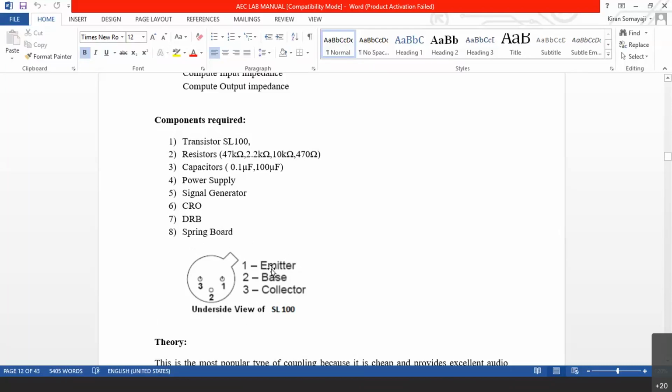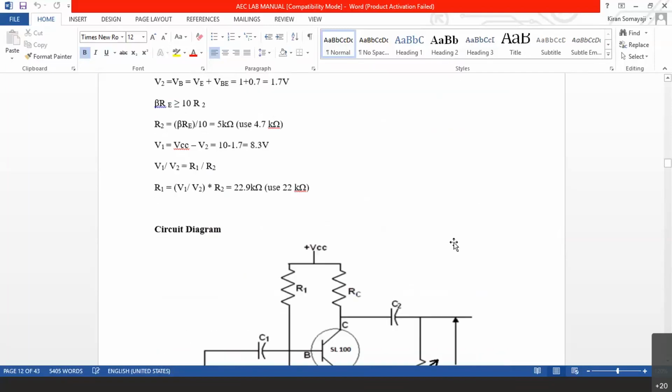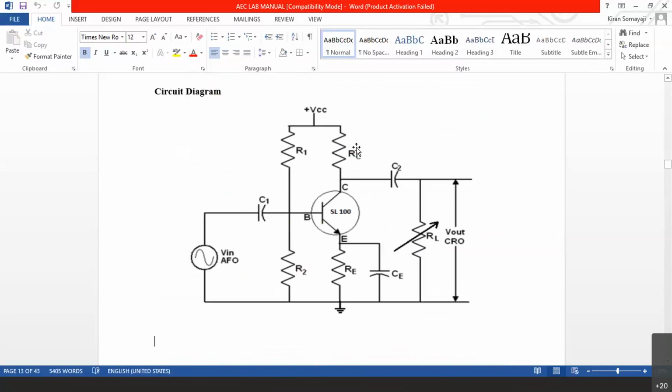But you should be careful. You should identify these pins exactly. Then only you should connect it to the circuit diagram. Now let me come to the circuit diagram. This is the transistor where you are going to connect.